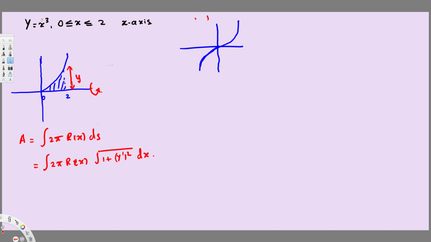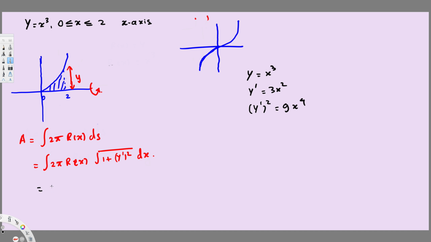So let's go ahead and take the derivative first. So here we have y is equal to x cube, right? If we take the derivative, that's going to be 3x square, and then we have to square it. Y prime squared is going to be 9x to the power 4. Now we have to replace it in this square root.